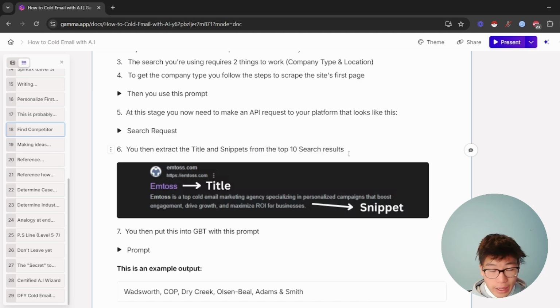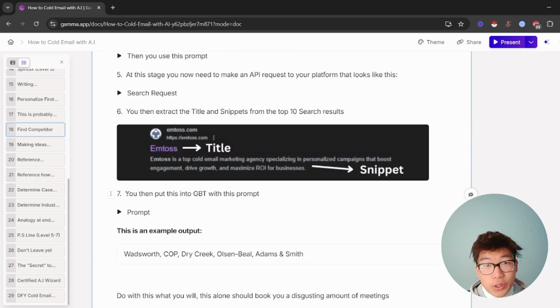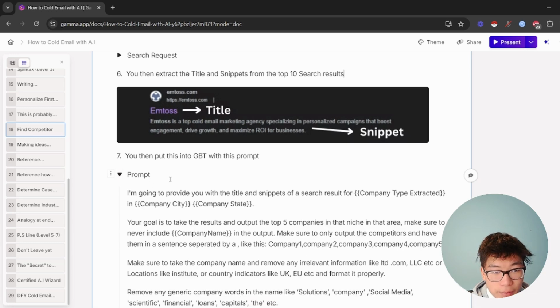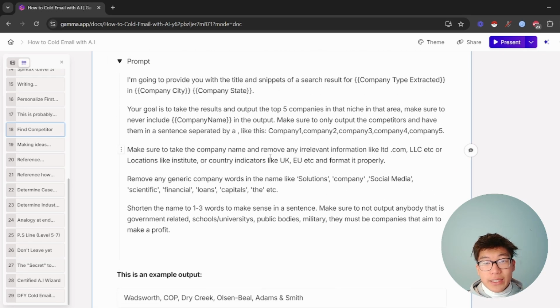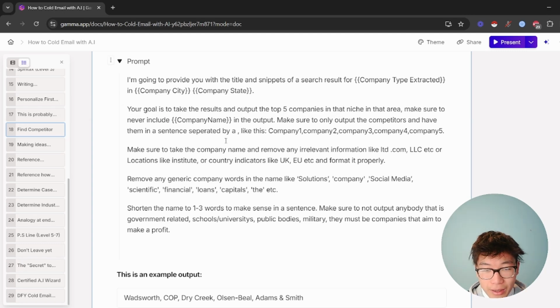Obviously, you can go further than that, but generally, this is a title and this is a snippet. The goal is you then put all of those titles and snippets into ChatGPT with this prompt: I'm going to provide you with the title and snippet of a search result for a company type extracted. It's just company type in company city and company state. Your goal is to take the results and output the top 5 companies in that niche in that area. Make sure to never include the initial company in the output, so you're not emailing them saying they are a competitor to themselves.